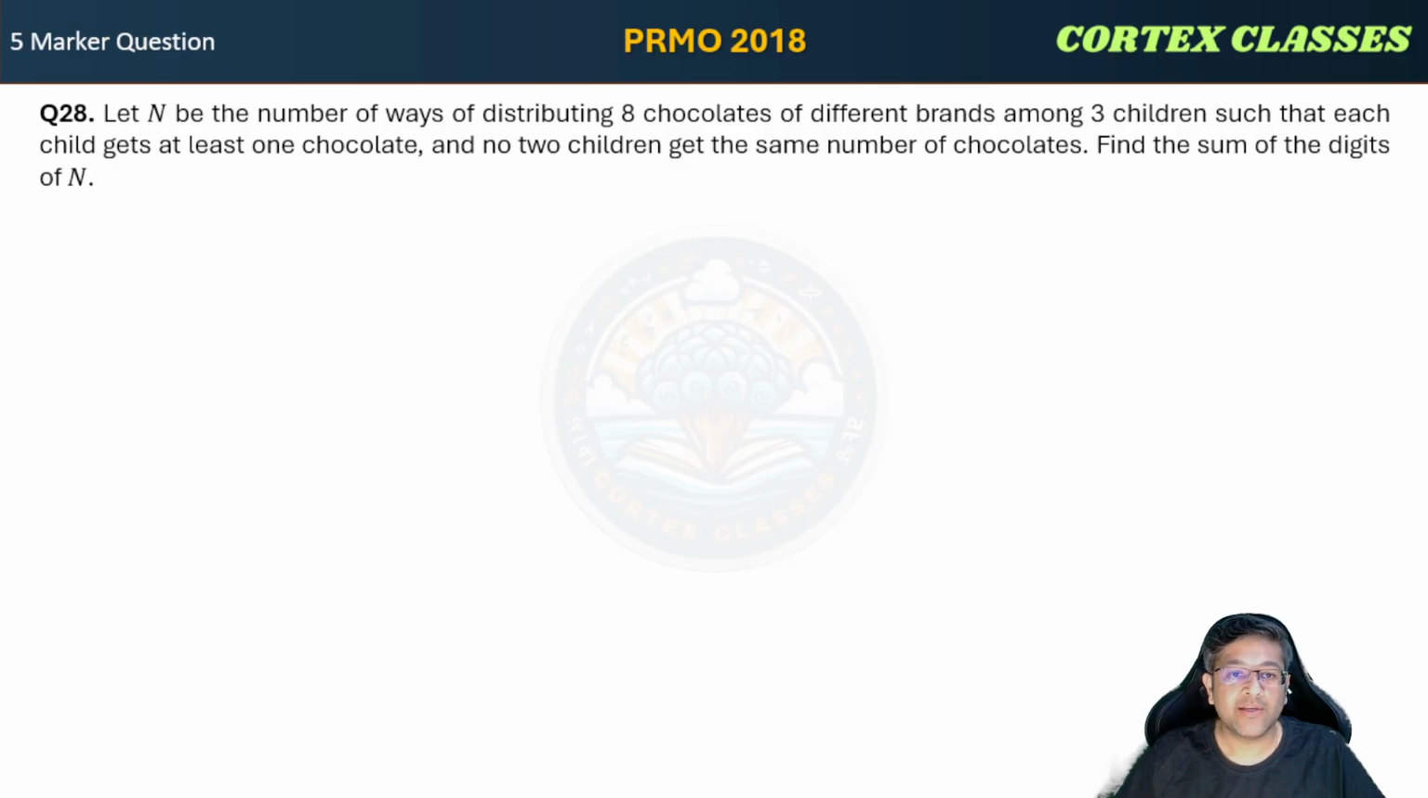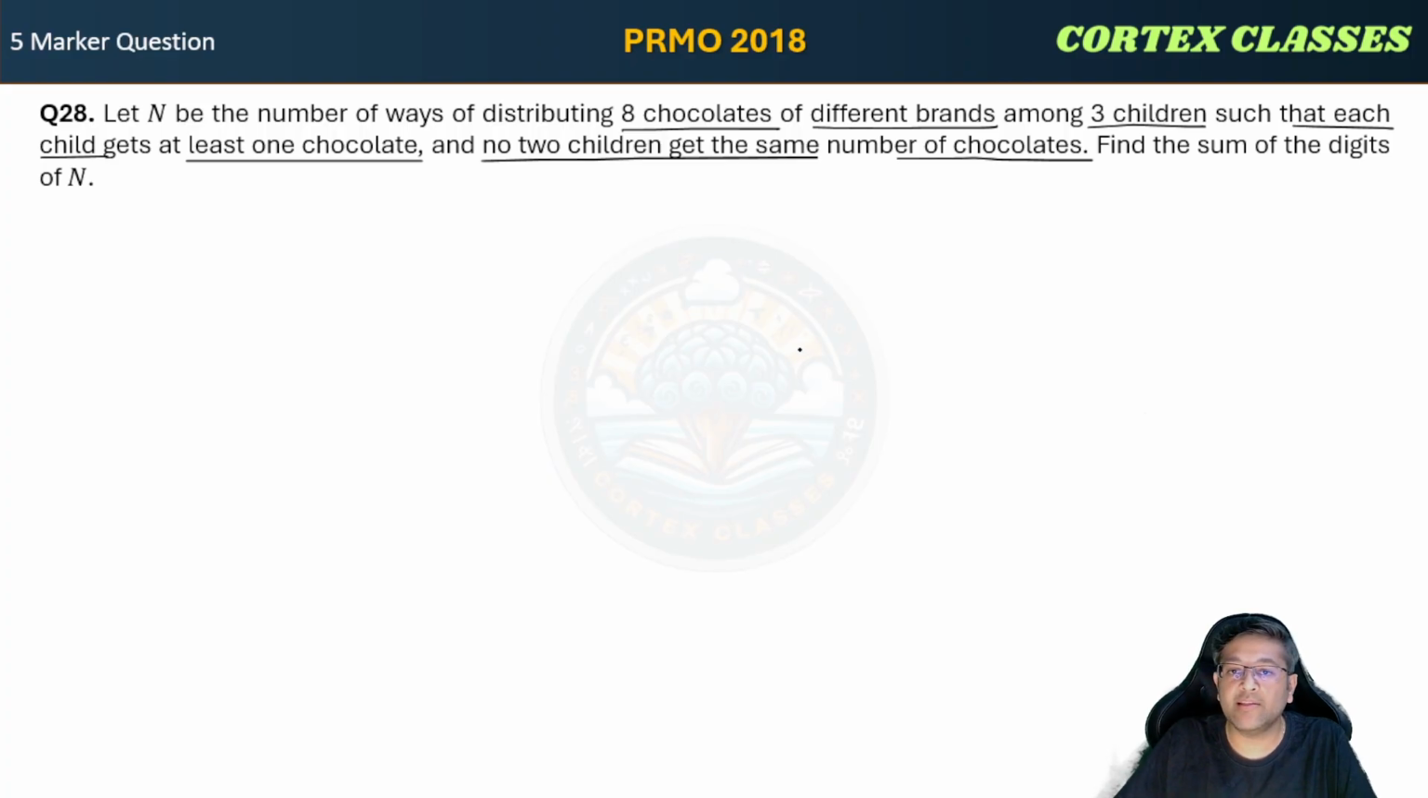So here it is. All right, so see guys, what does it say? Let n be the number of ways of distributing 8 chocolates. आपके पास 8 chocolates हैं of different brands, so there are basically 8 different chocolates, right? So you have to distribute them among 3 children such that each child gets at least one chocolate. Each child gets at least one chocolate. हर बच्चे को कम से कम एक चॉकलेट मिलना चाहिए. And the important condition is no two children get the same number of chocolates. Same number of chocolates नहीं मिलने चाहिए. Find the sum of digits of n.